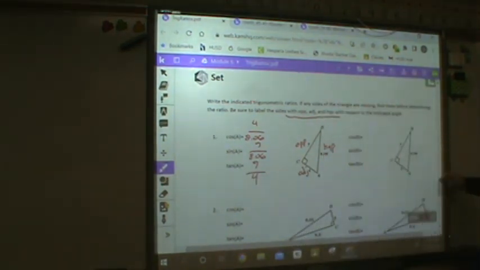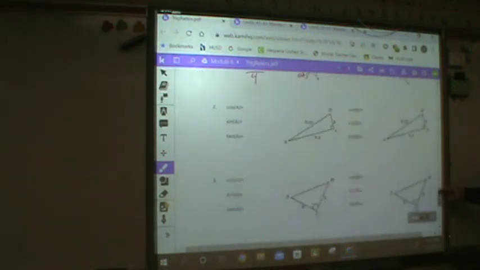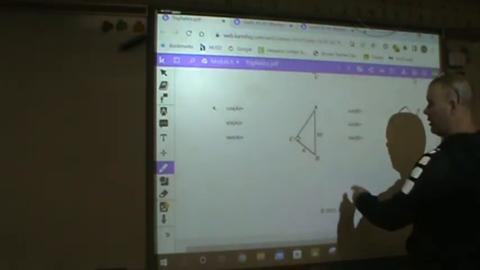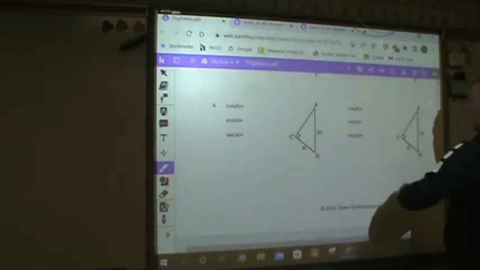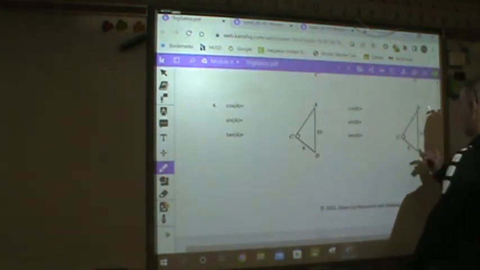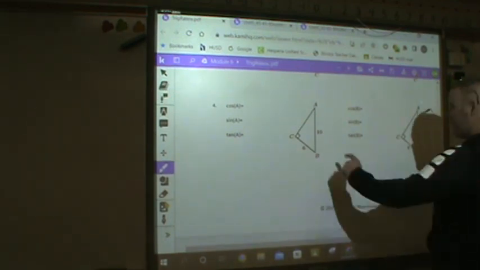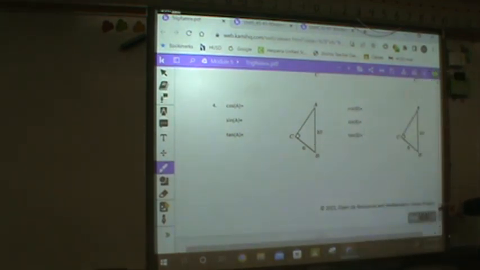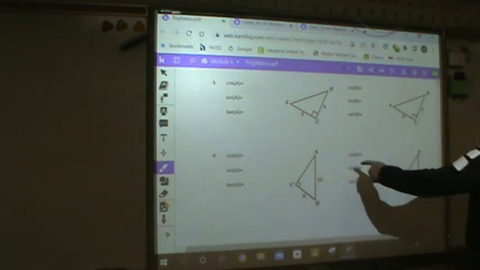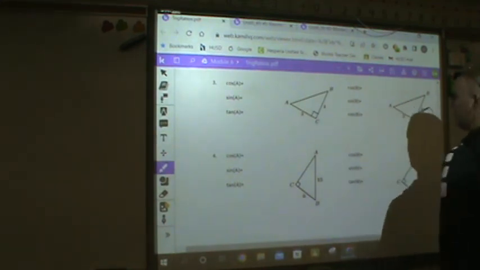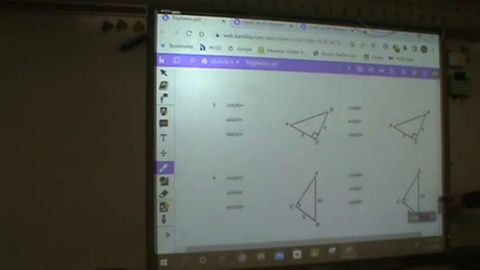Now the only other thing it says is if you have a missing side, which you will, find it, but work smarter. Notice both of these triangles are the same. So if I find the missing side for this one, I know it for that one. Don't do double the work, right? But you need to show me work for one of these, as to how you find that side, all right?